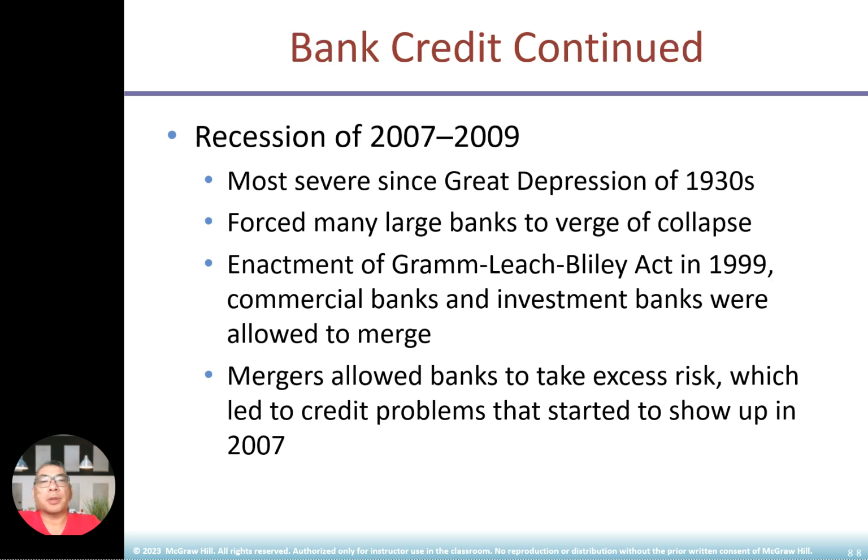In terms of the recession of 2007 to 2009, the most severe since the Great Depression in the 1930s, it brought many large banks to the verge of collapse. The Gramm-Leach-Bliley Act was enacted in 1999, where commercial banks and investment banks were allowed to merge. The merger allowed banks to take excess risk, which led to credit problems that started to show up in 2007.